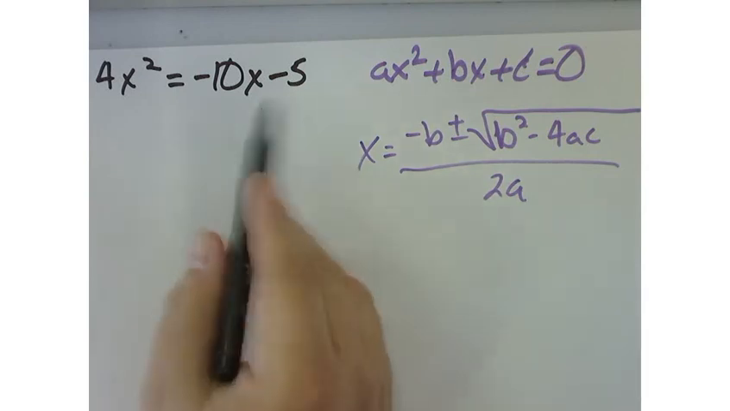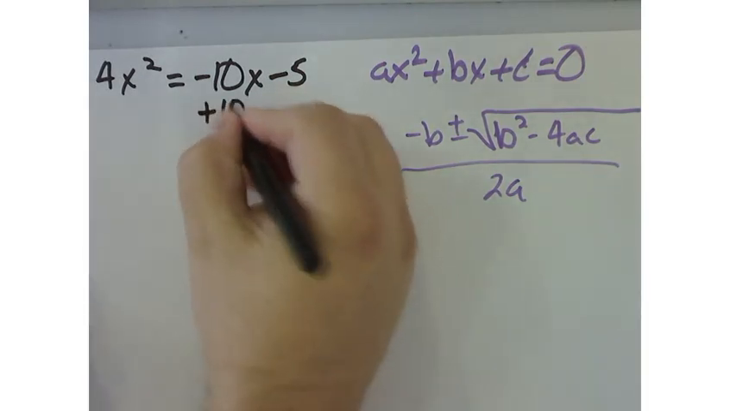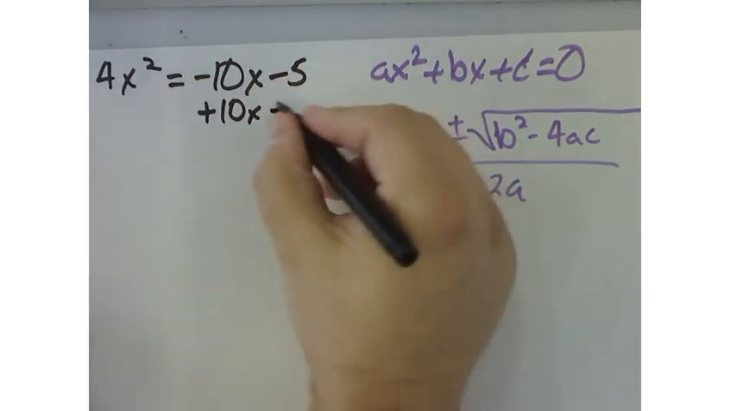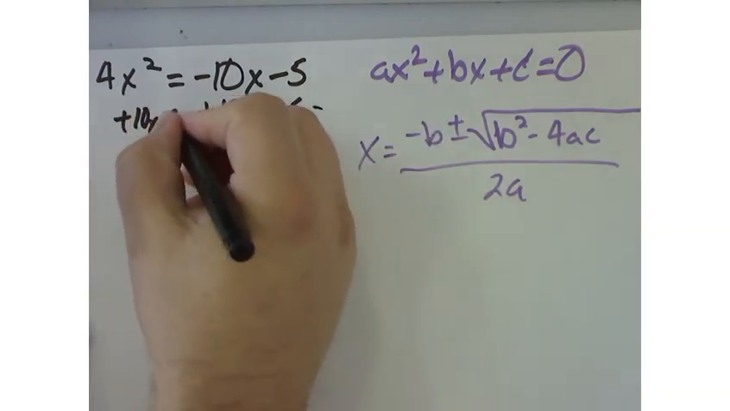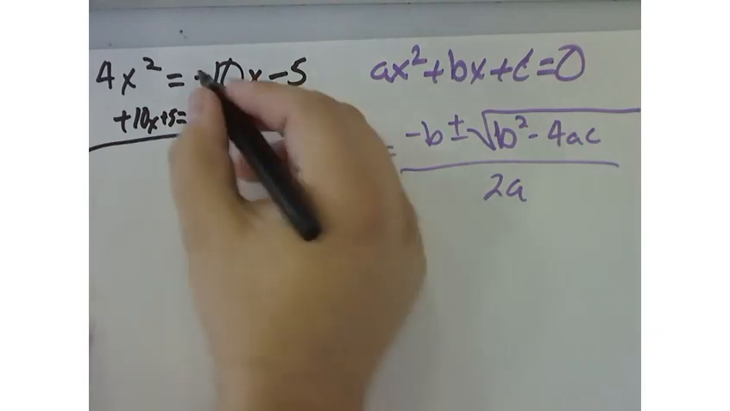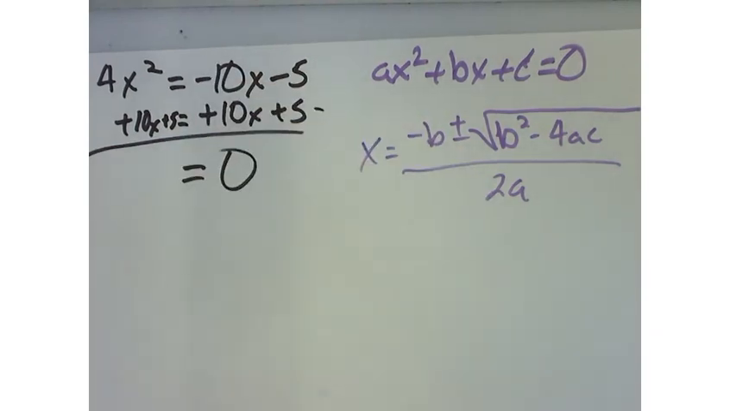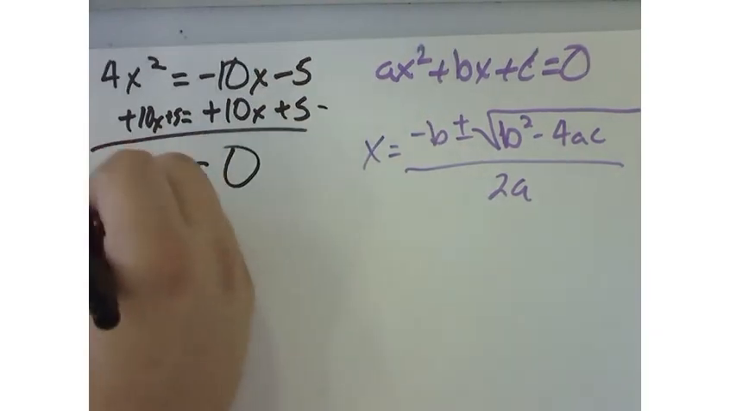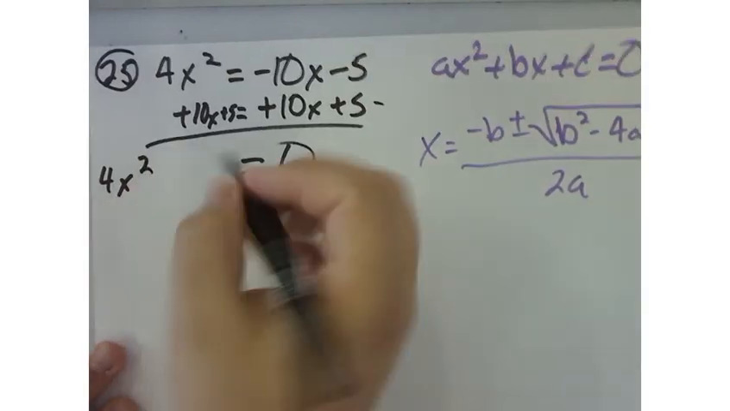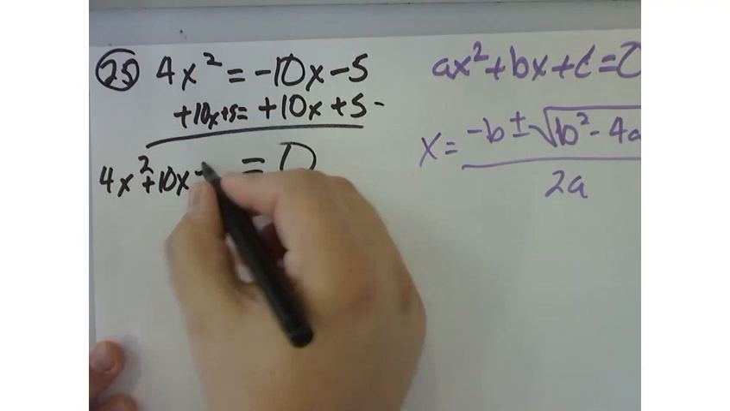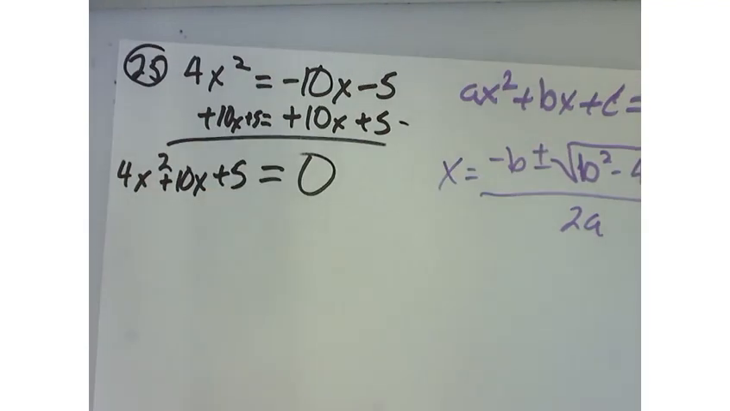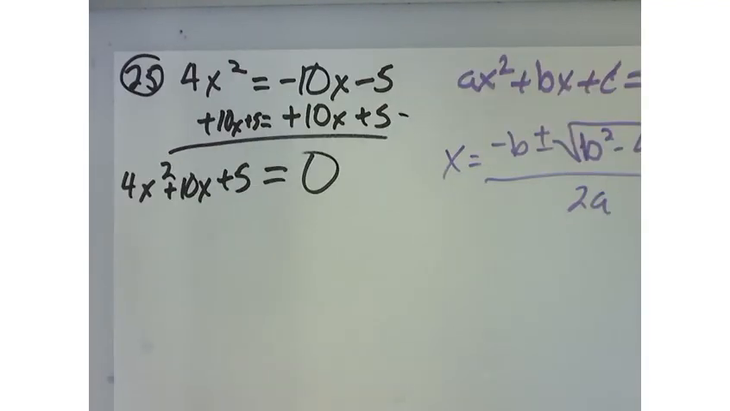We got to make this equal 0. So I'm going to add 10x to move it over to the other side, and then I'm going to add 5. And I'm going to do that on both sides. Oh, I ran out of room. Add 5 equals. And so all this stuff on the right-hand side cancels, and I get 0. And then I get 4x squared plus 10x plus 5. Does that look right? It's a little scribbly scrabbly.